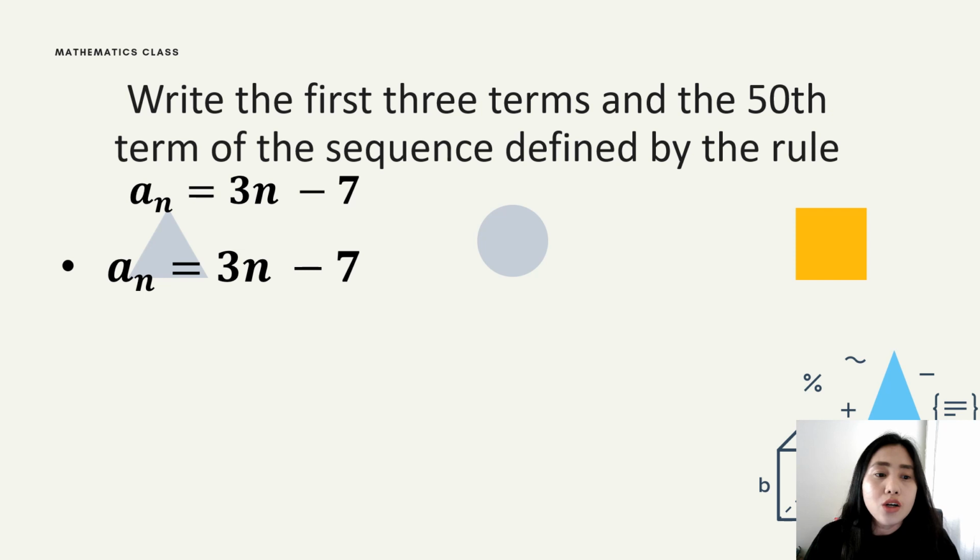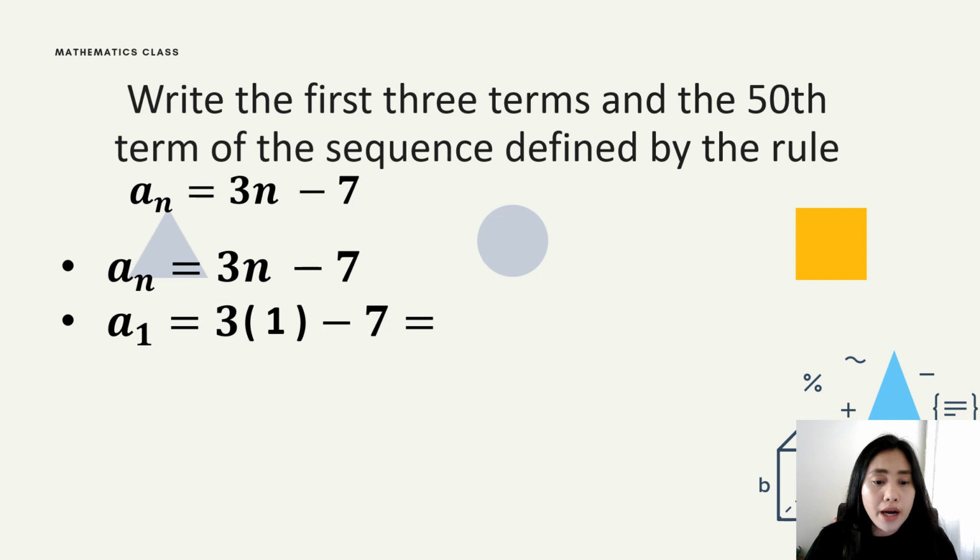Gamit ang rule na binigay, to get the first term or a sub 1, we replace n by 1. So, 3 times 1 minus 7. 3 times 1 is 3. Minus 7 would be equal to negative 4. Yan ang ating first term o a sub 1.